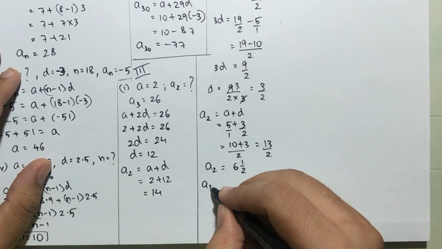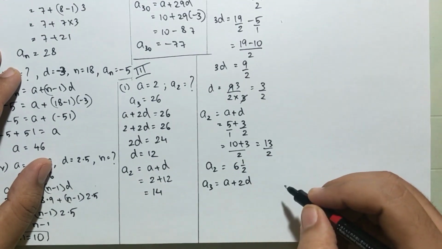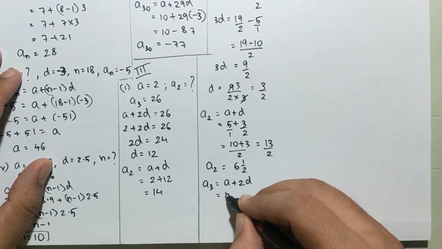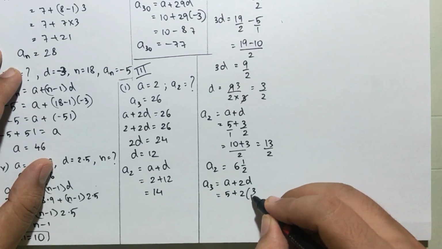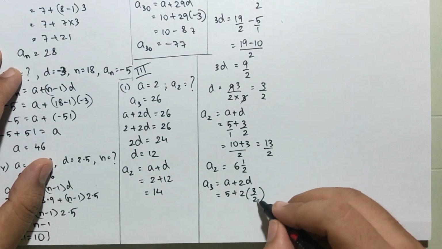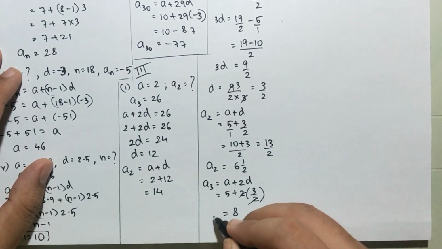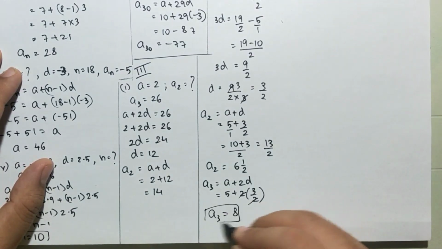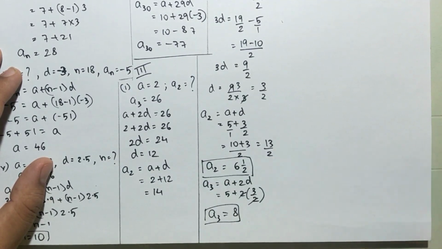To find the third term, you know that it is A plus 2D. This is the third term. A is 5 and 2 multiplied by D is 3 by 2. This 2 cancels out, only 3 remains. So 5 plus 3, that is 8. So this is my third term and this is my second term which were missing.